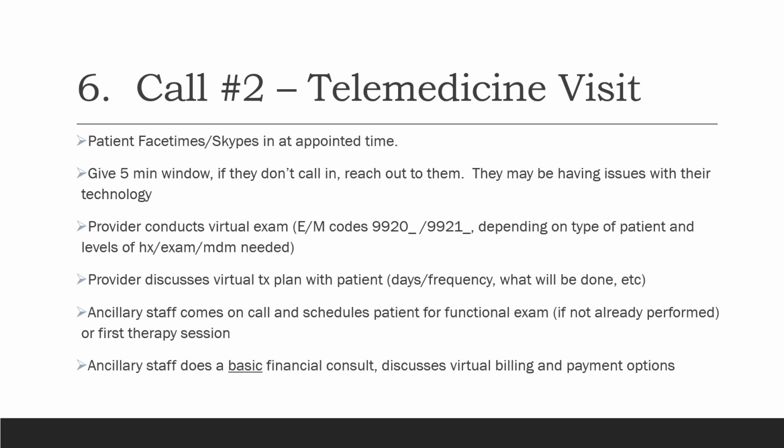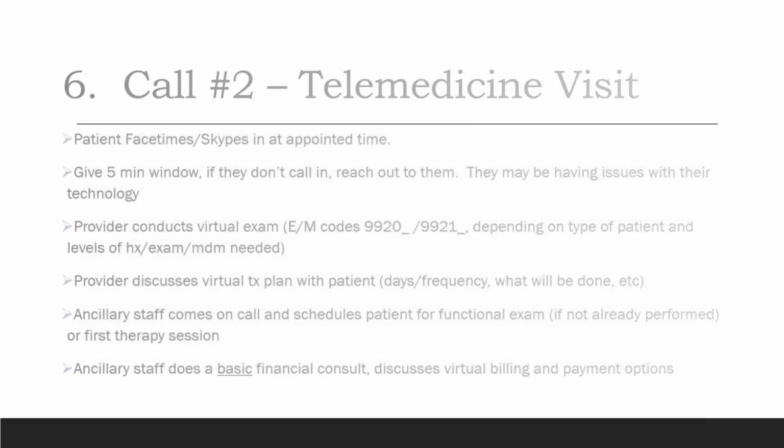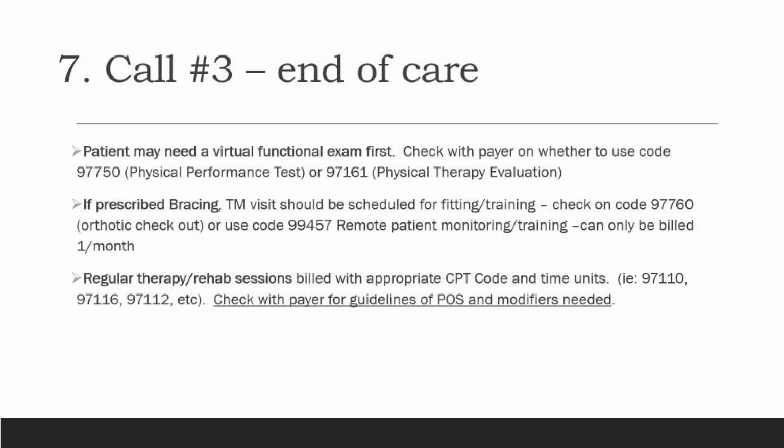You're going to have to call patient by patient the same way you do if they were coming in for an in-person visit. The next step is going to be the third call all the way to the end of care. So in other words, if you have a patient scheduled for 10 visits, then step number 7 is going to apply for every one of those visits, from call number 3 to the end of care. Now, before you actually get into the virtual therapy services that you're going to bill out, you may have a couple of additional appointments.